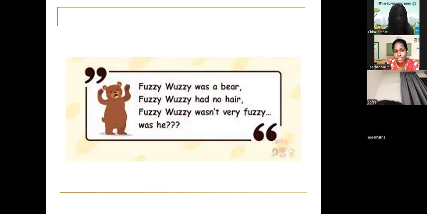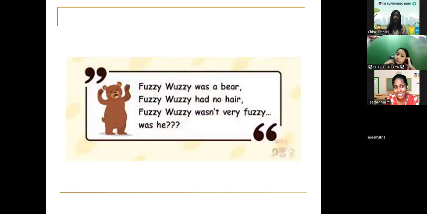Try. Okay. Fuzzy Wuzzy was a bear. Fuzzy Wuzzy had no hair. Fuzzy Wuzzy wasn't very fuzzy, was he? That's slow. That's slow-mo. No, faster, faster. You've got to be very fast. Okay. Fuzzy Wuzzy was a bear. Fuzzy Wuzzy had no hair. Fuzzy Wuzzy wasn't very fuzzy. Was he? Okay. That was a good try. Good try. Okay, now let's continue.